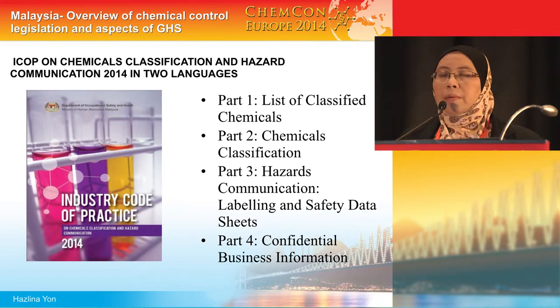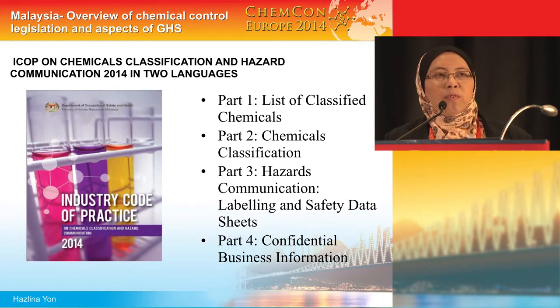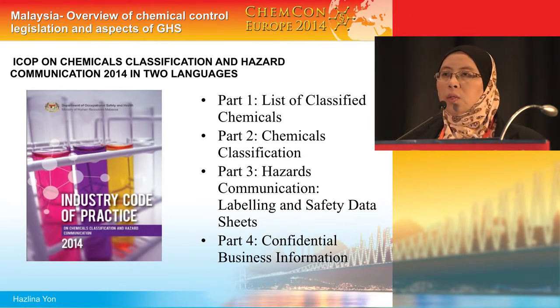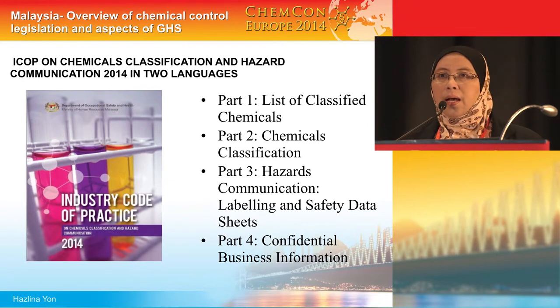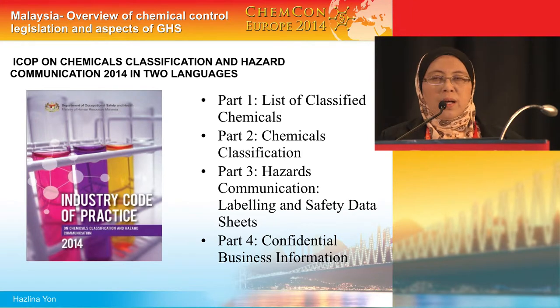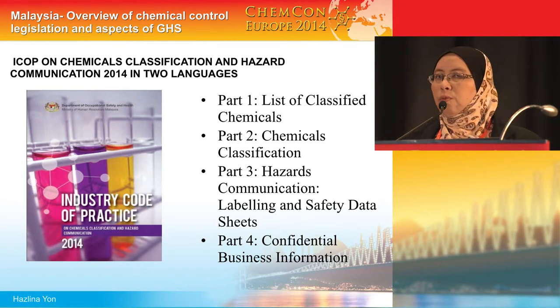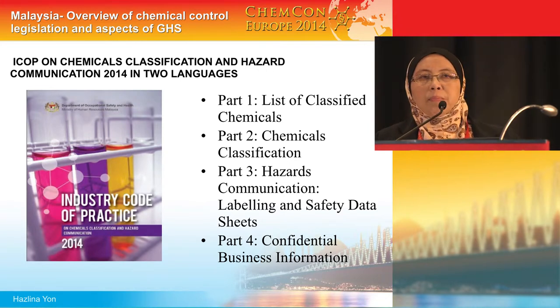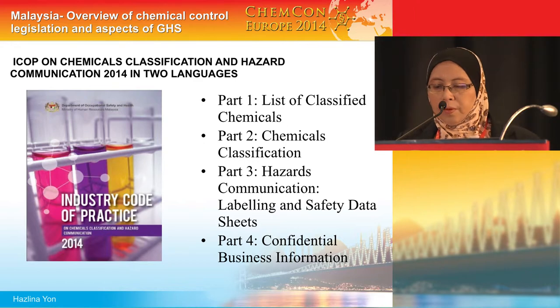And part two is chemicals classification. Here it consists of decision logic, how to do classification, which data sources to look at. Part three is hazard communication on labeling and safety data sheets and CBI, confidential business information. So I think most of you here are chemical suppliers. I think you won't find that much problem on safety data sheets because it's similar to the previous CPL 97. The only difference is it should be in a sequence, and the sequence has changed a little bit from the previous one.